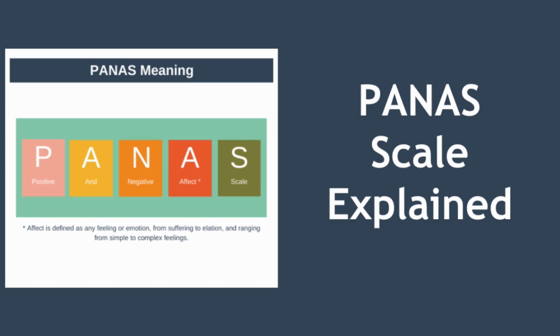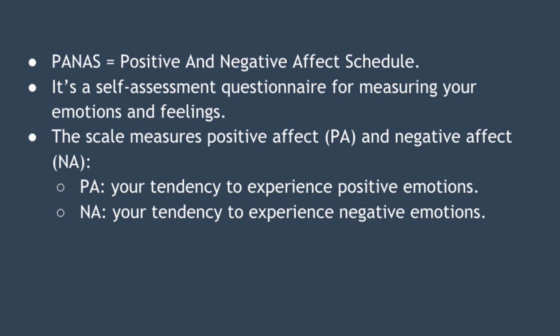Hello and welcome to today's lesson where we're looking at the PANAS scale. PANAS is an acronym standing for Positive and Negative Affect Schedule. It's a self-assessment questionnaire for measuring your emotions and feelings. The questionnaire basically consists of a list of emotional words and you score yourself for each word as to how intensely you feel that word or emotion.